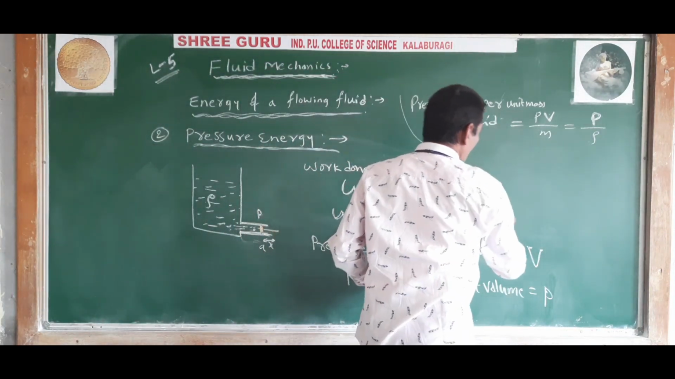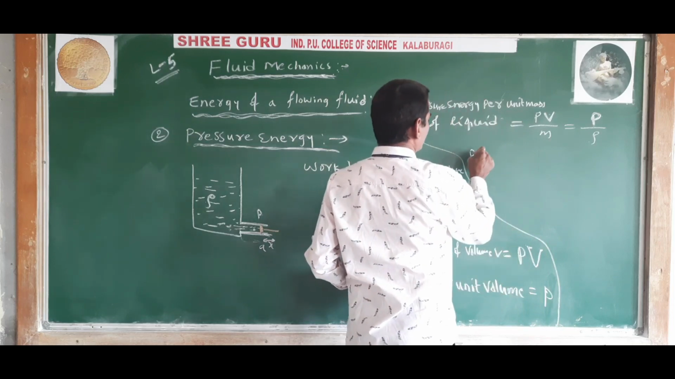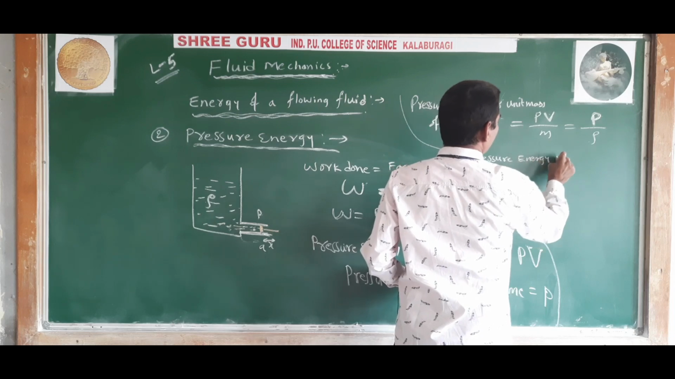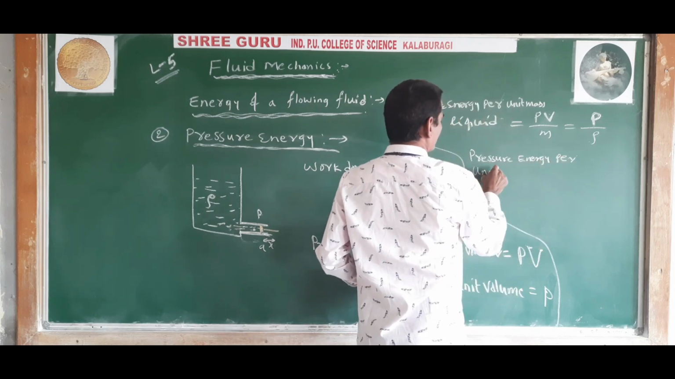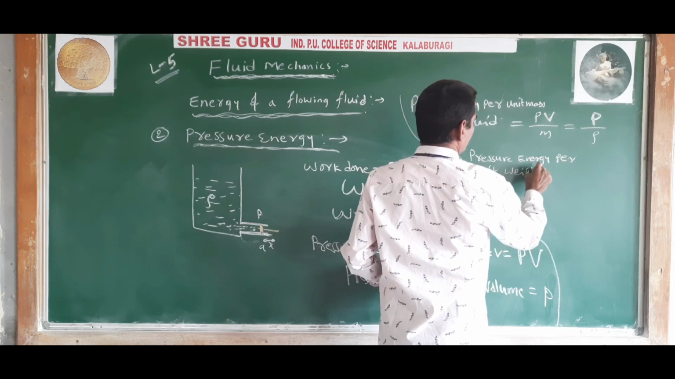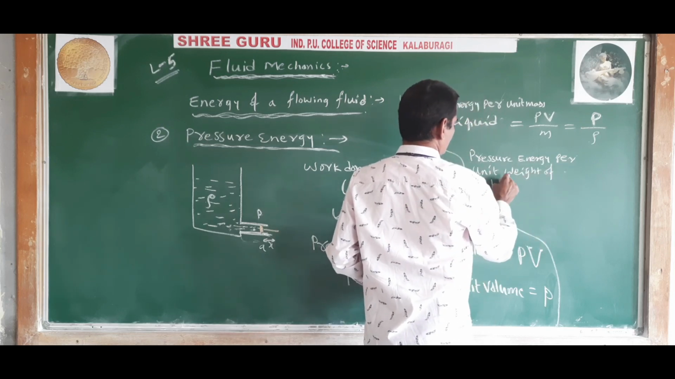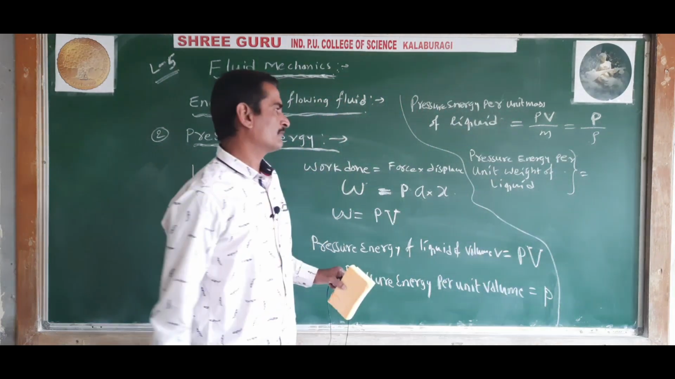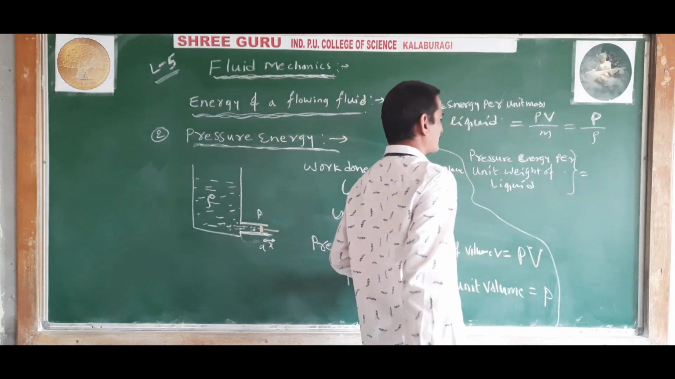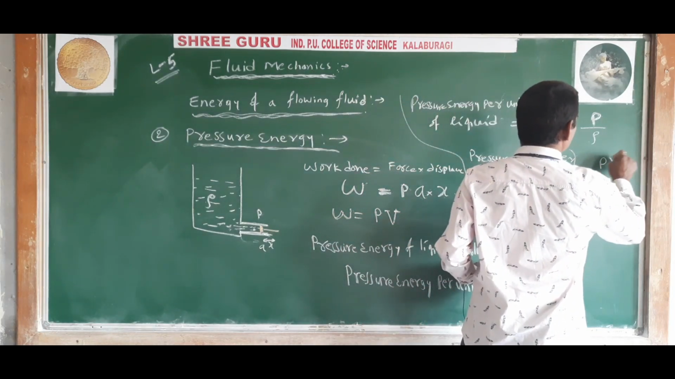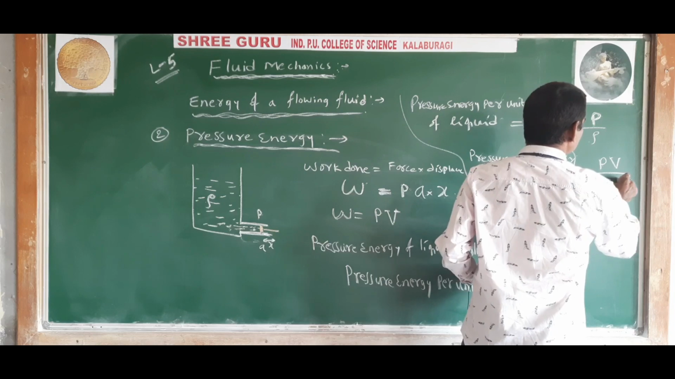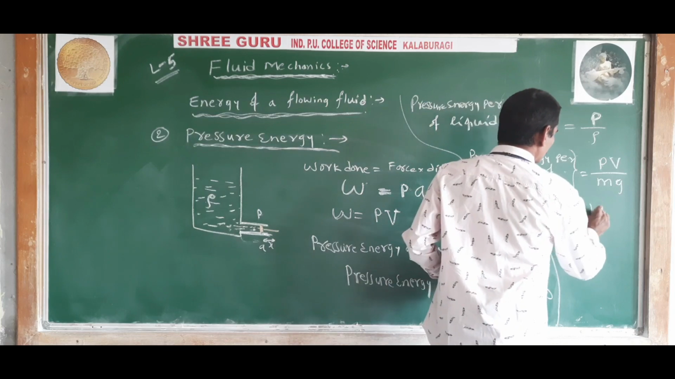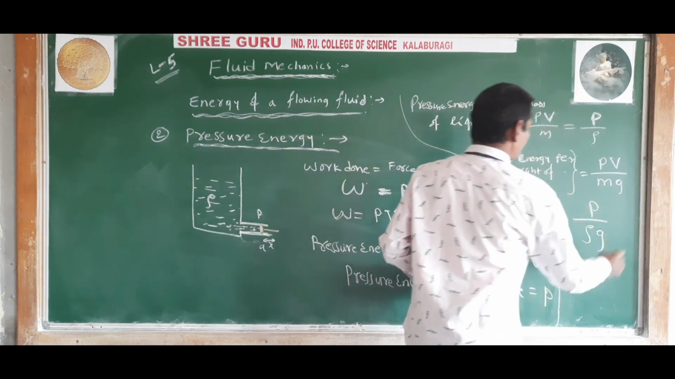Now pressure energy per unit weight of liquid is pressure energy divided by the weight of the liquid, that is mg. Volume divided by mass is nothing but one over density. So it is P divided by rho g.